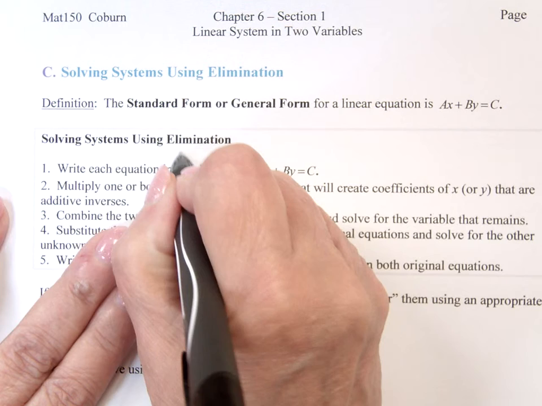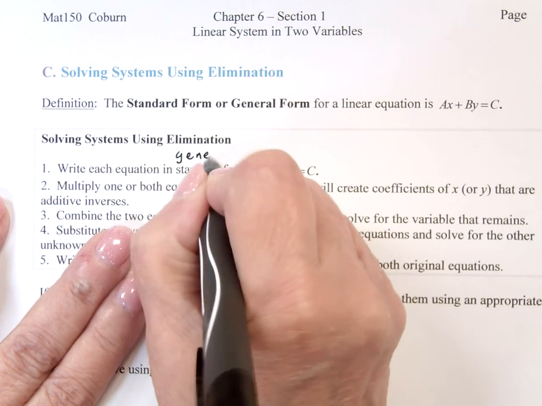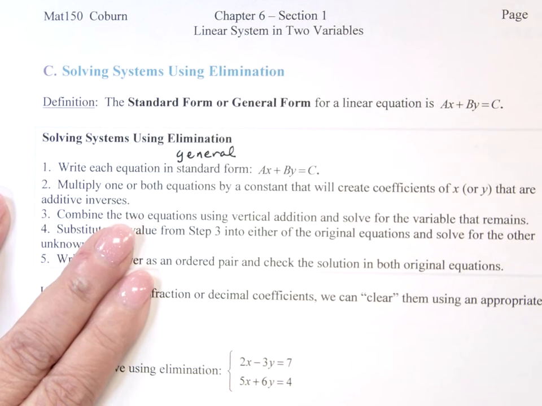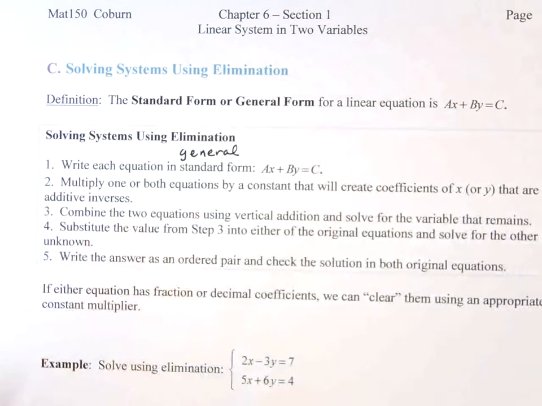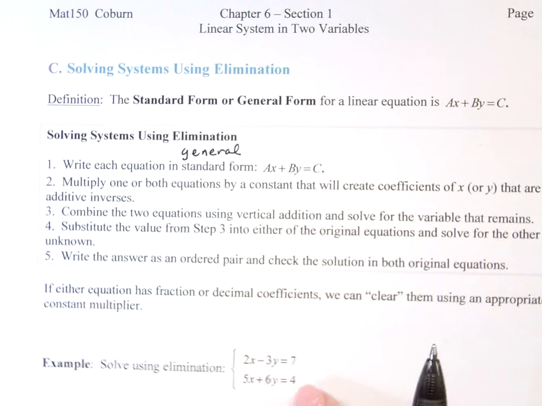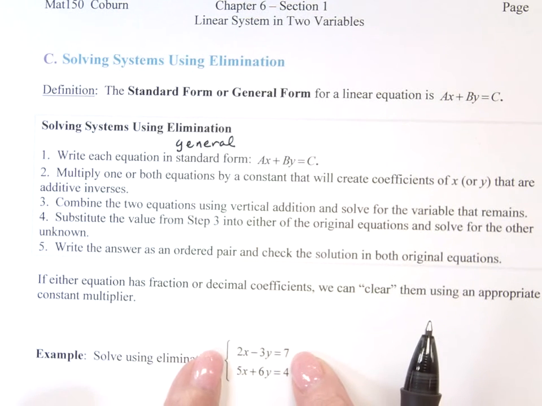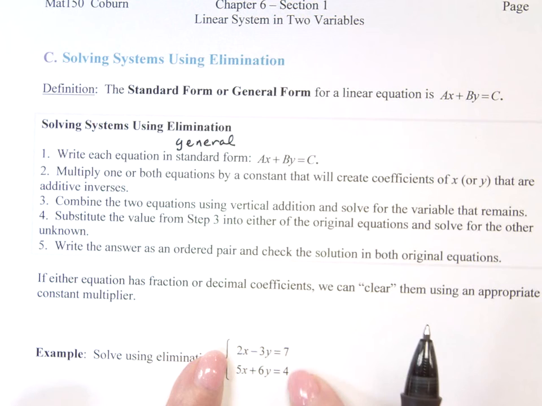By the way, sometimes this is also called general form, depending upon what book you're using, standard or general form, which is ax plus by equals c. So all the x's and y's on one side, all the constants on the other. And then you're going to try to eliminate a variable by multiplying either one or both of the equations by a numerical value so that the coefficients are the same.